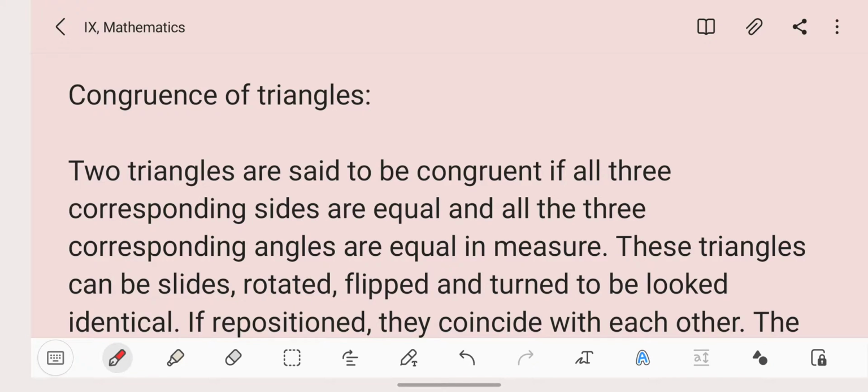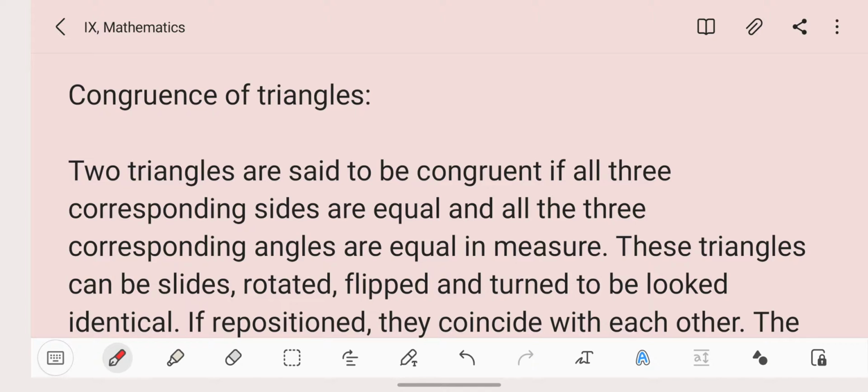Good morning, children. Today we shall discuss a new topic, that is congruence of triangles. Previously in class 7th standard, you all have gone through this chapter. In class 9th standard, we'll talk about some proofs of the congruence as well as the combined figure questions. So let us start with the introduction part.